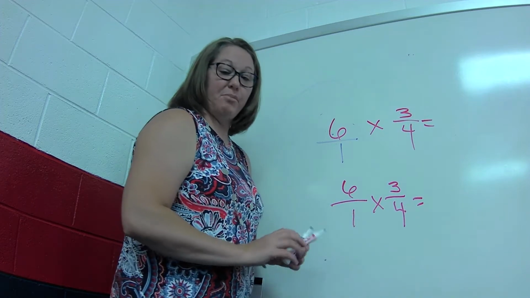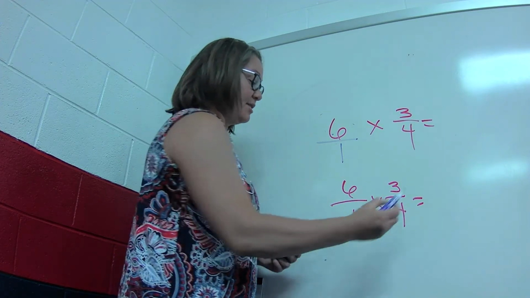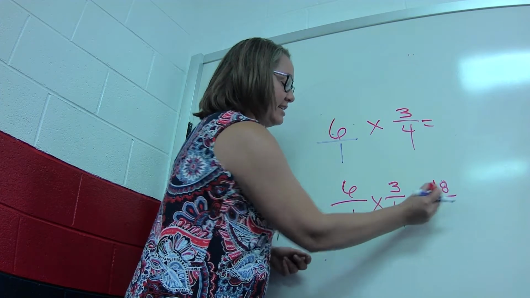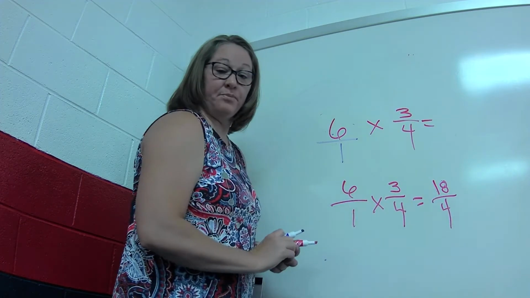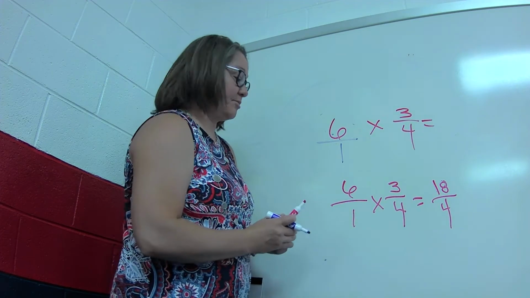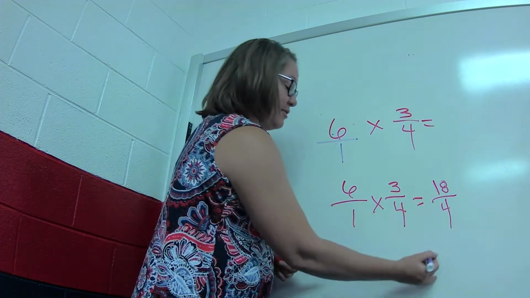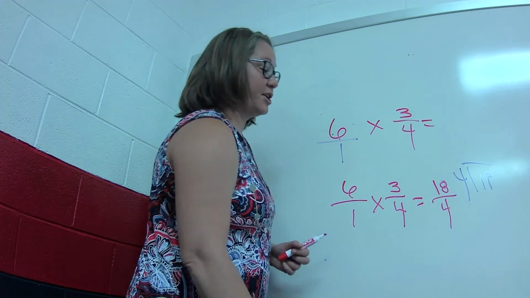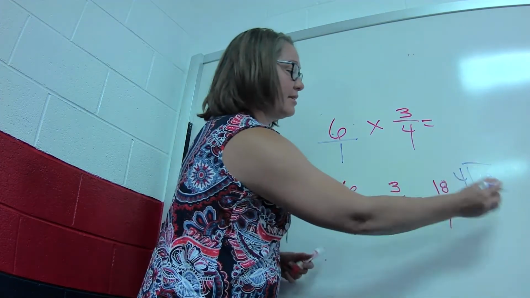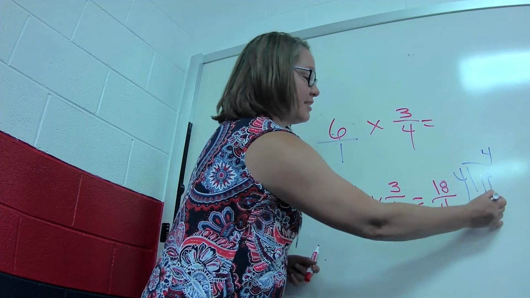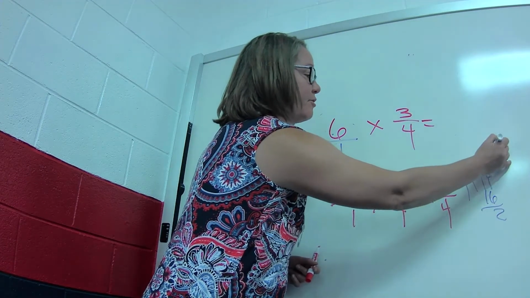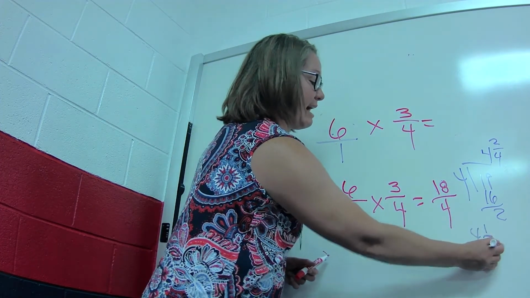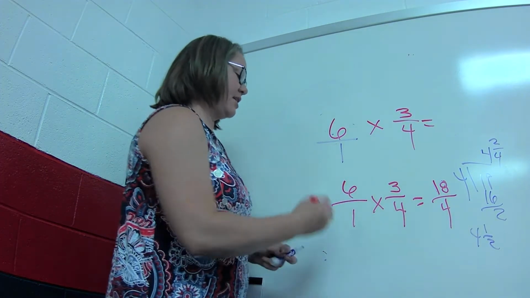Again, I can multiply this out straight across, and I would get 18/4, or I can use some cancellation here. That would be 18 divided by 4, and 4 goes into 18, how many times? Let's see, 4 times 4 gives me 16, which gives me 4 and 2/4, which would be 4 1/2. Or let's see what happens here.